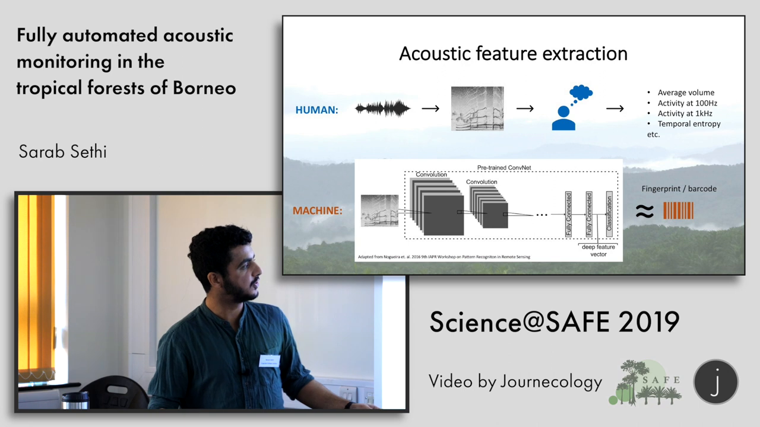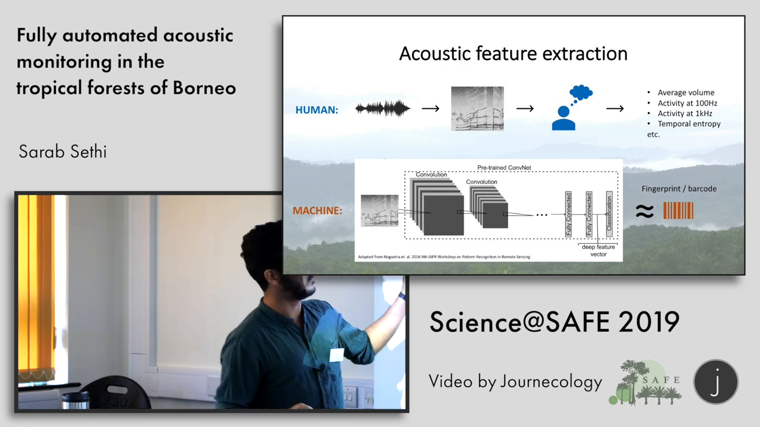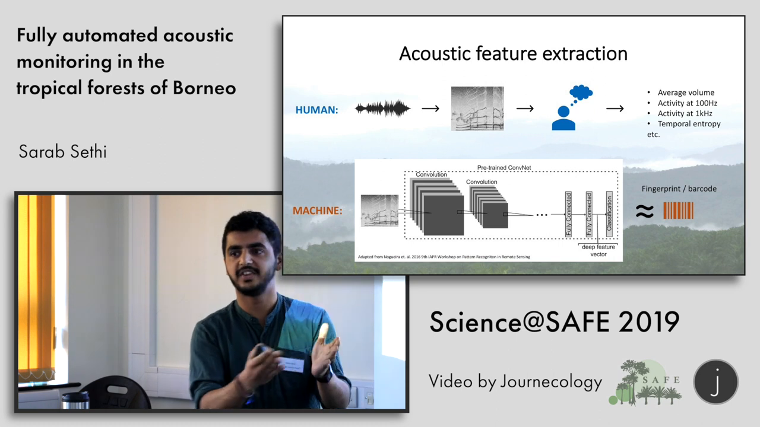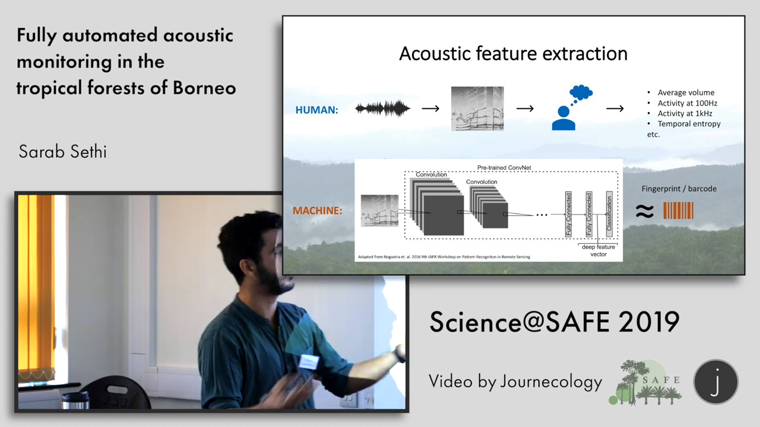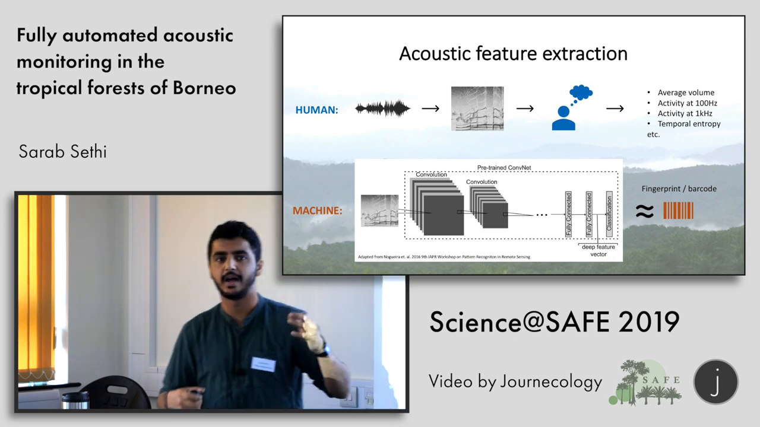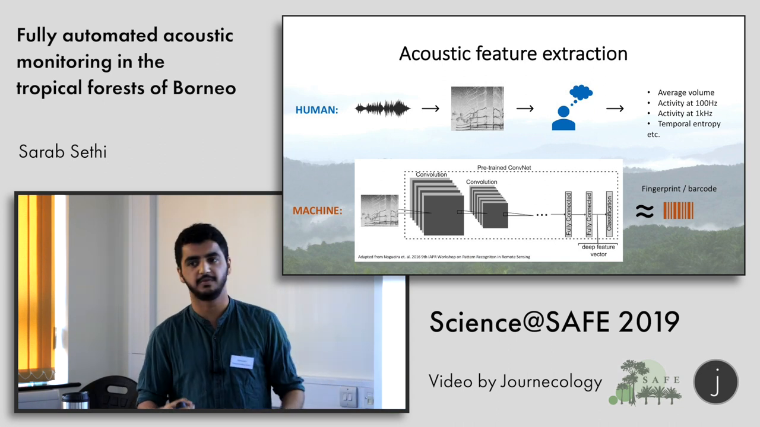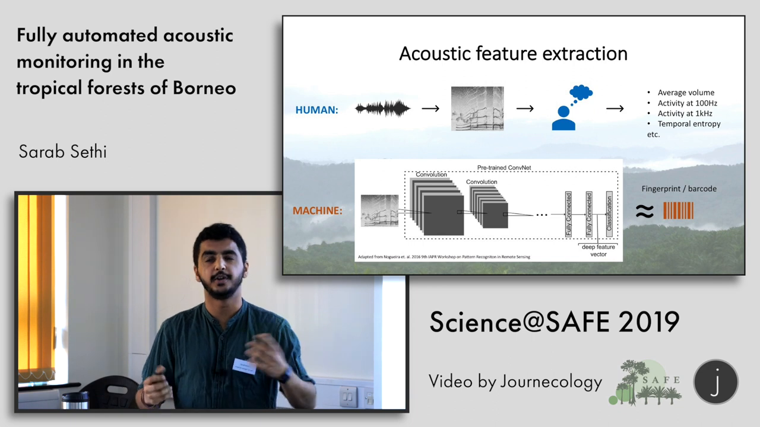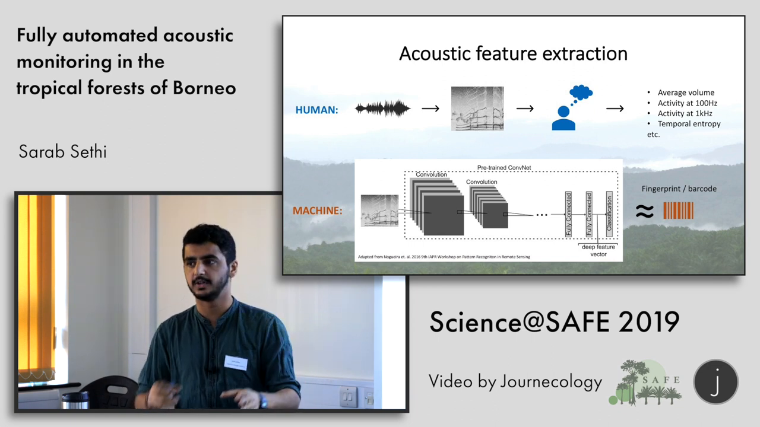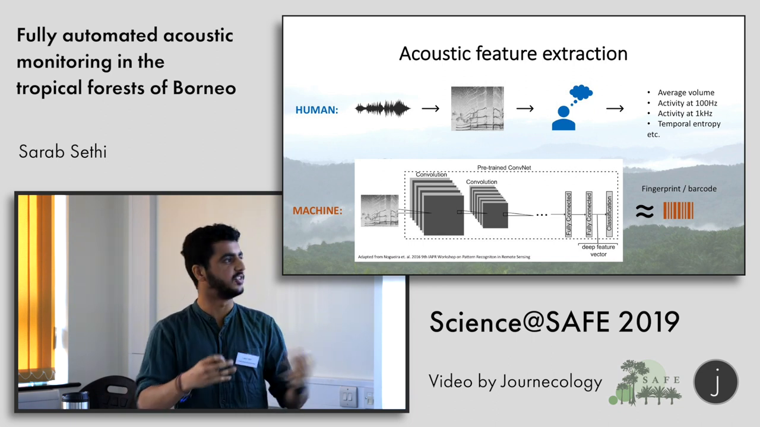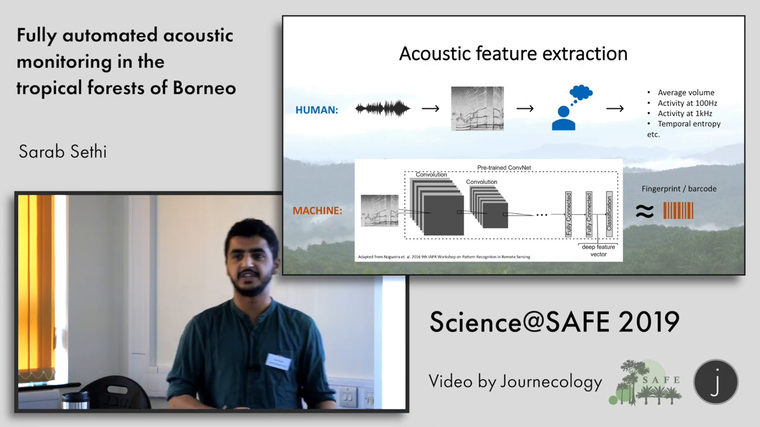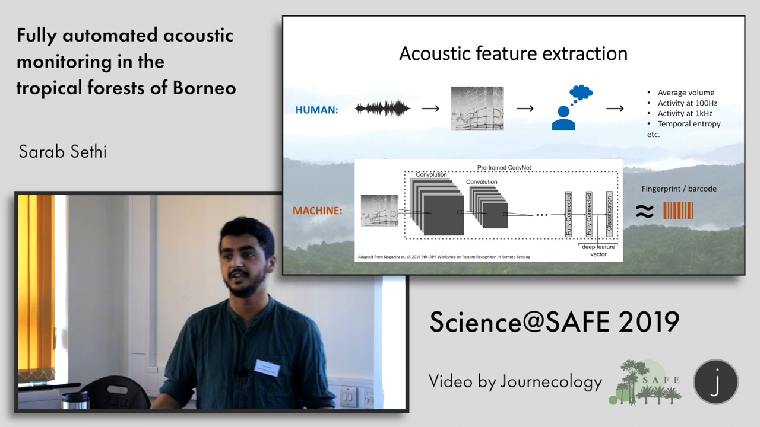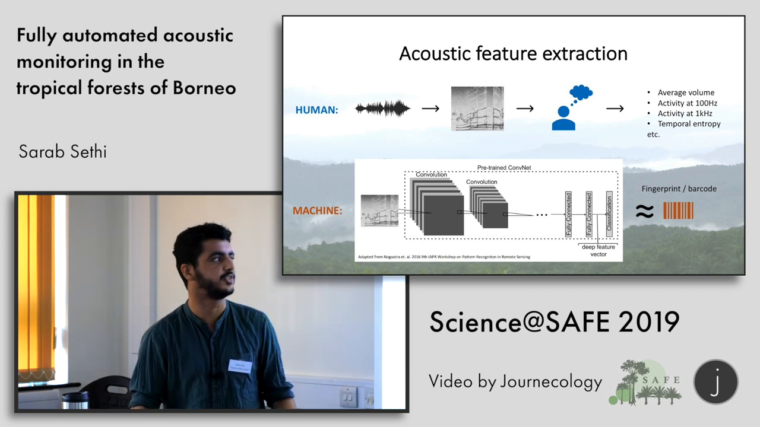So these are activities at different frequency bands within a 1 second window or a 10 second window, or average volume of the audio, features that people have thought of. Domain specialists have said, I know birds are about 1 kilohertz, so I'm going to look at 1 kilohertz. There's a lot of handcrafting of the features, but the whole machine learning community is coming to the consensus that that isn't the best way to define your features.